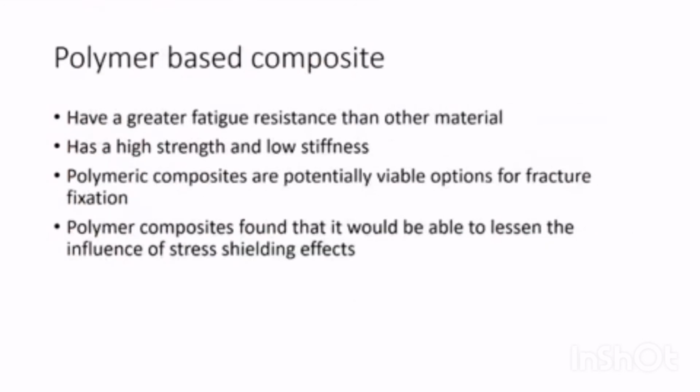The polymer-based composites have greater fatigue resistance than other materials, and also have high strength and low stiffness. This is great, especially when these joints are required at the knee, at the hip, or even at the shoulder, where a lot of movement is required. And clearly, you do not want a stiff joint, as it will limit your daily movement. So this composite shows a potentially viable option and can lessen the influence of the stress shielding effect and fretting, as was already said in the earlier slide, and cause less damage.